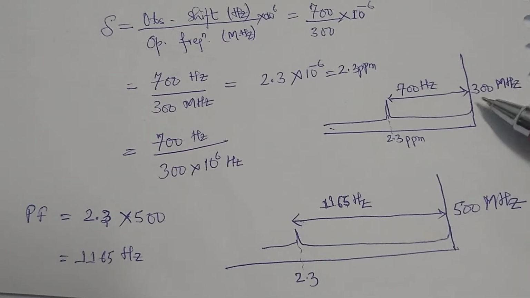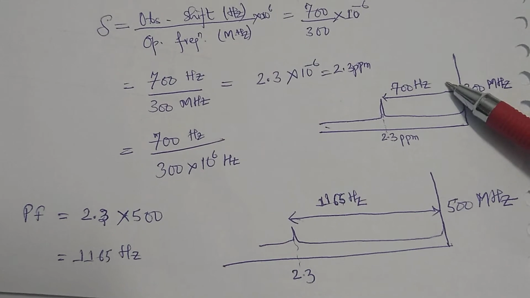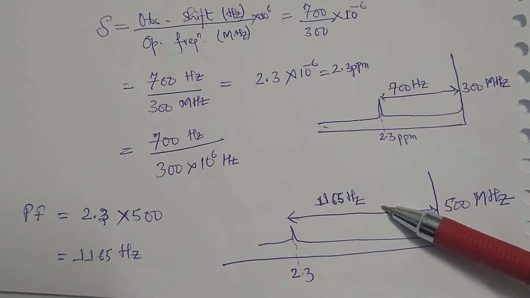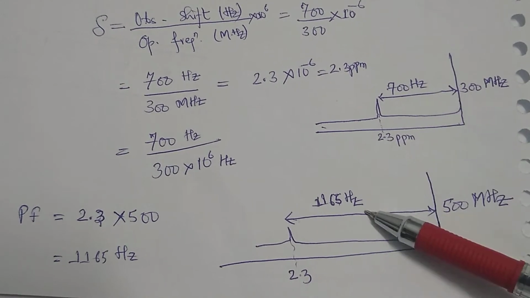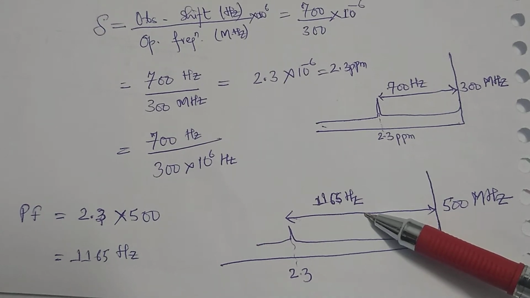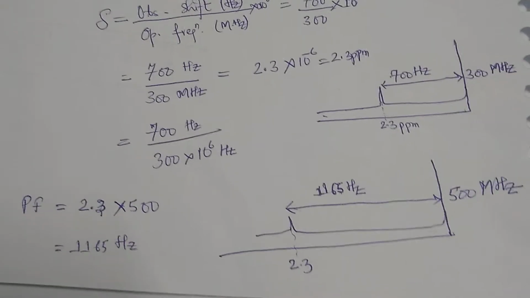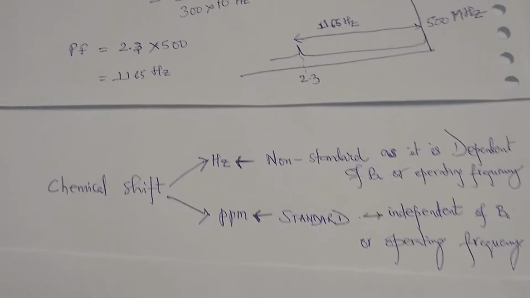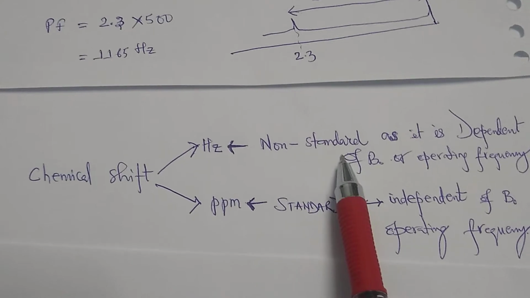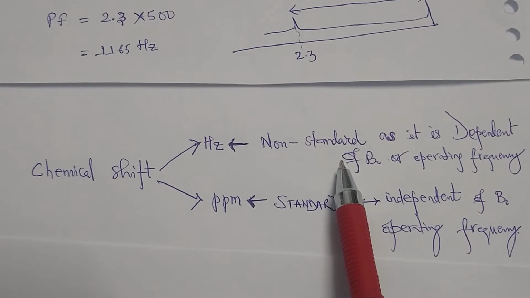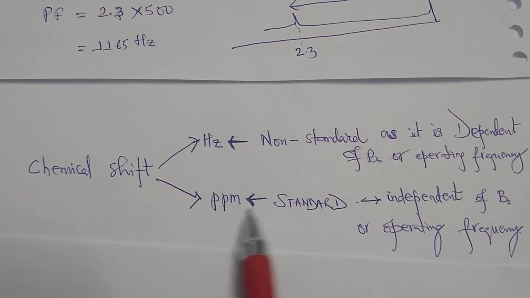So with the change in instrument frequency from 300 to 500 MHz, the frequency is also getting changed. So with that, the frequency here is dependent on the operating frequency. Thus, we can come to the conclusion about chemical shift that chemical shift in Hertz is non-standard as it is dependent on operating frequency, and ppm is independent of operating frequency, so ppm is the standard unit.